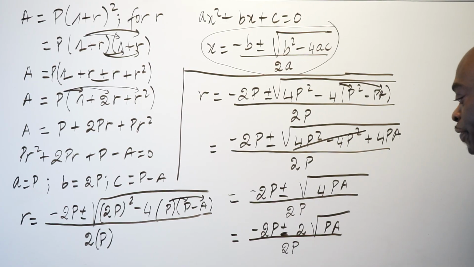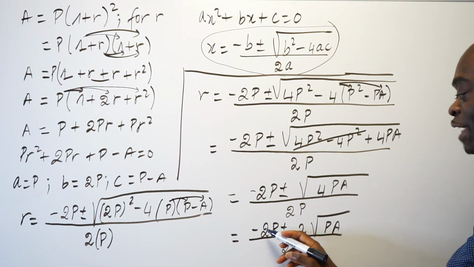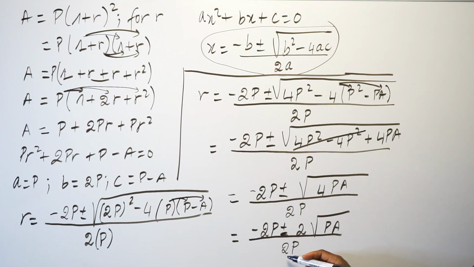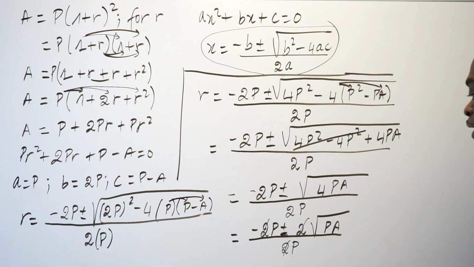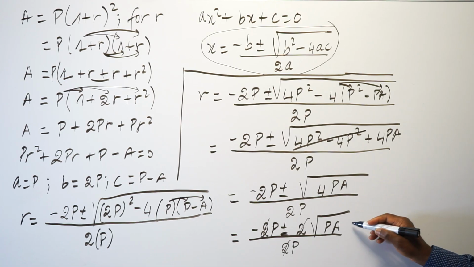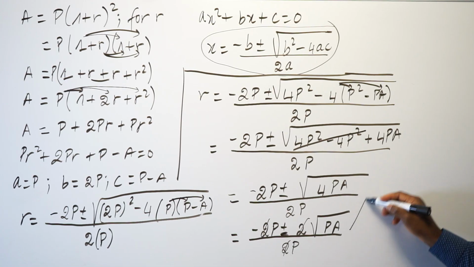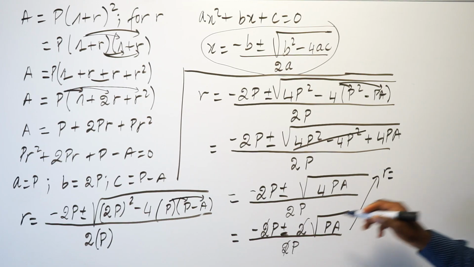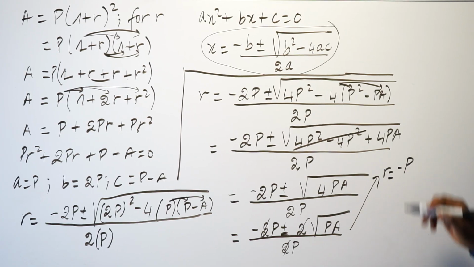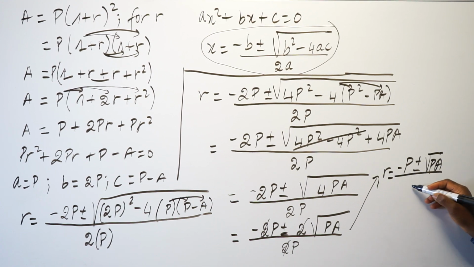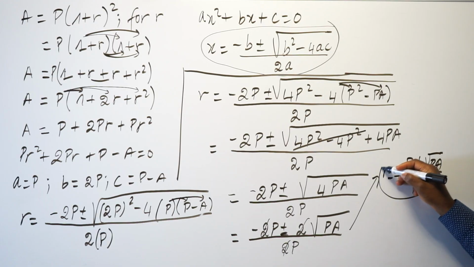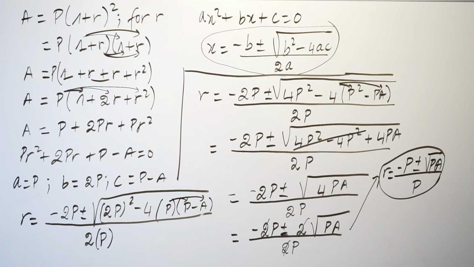Are we good? Then what can we do again? We got 2 here and 2 here, so that means we can simplify all the 2's. So we end up with r equal to negative p plus or minus the square root of pa, over p. And this is what r is equal to, and that's all we've been solving for, ladies and gentlemen. Thank you.